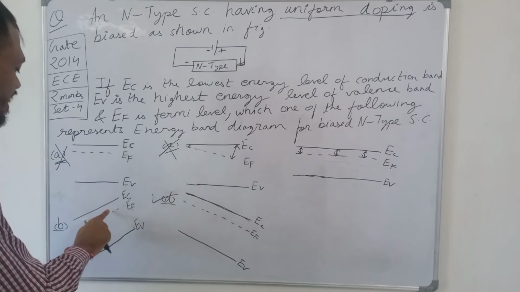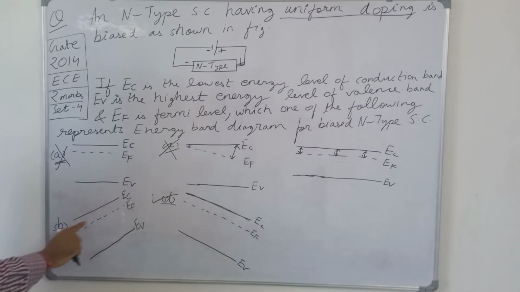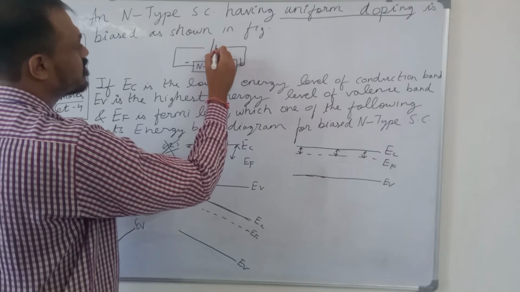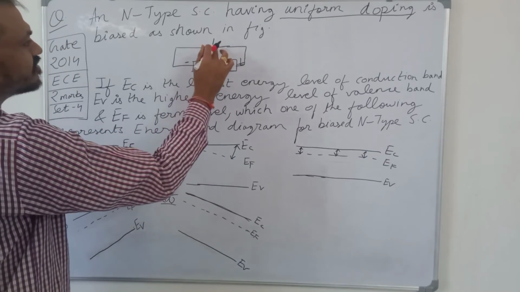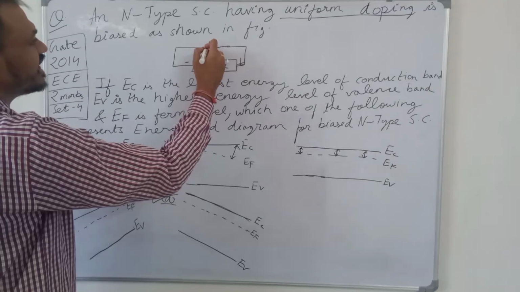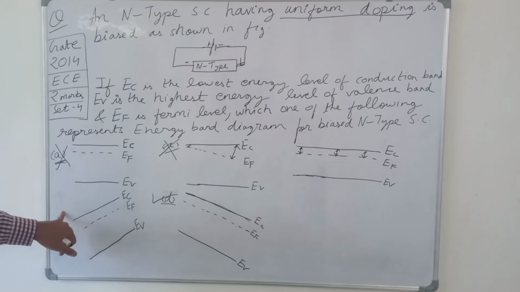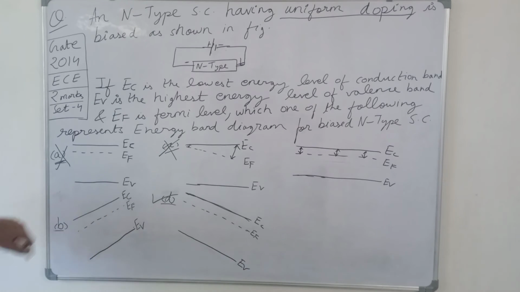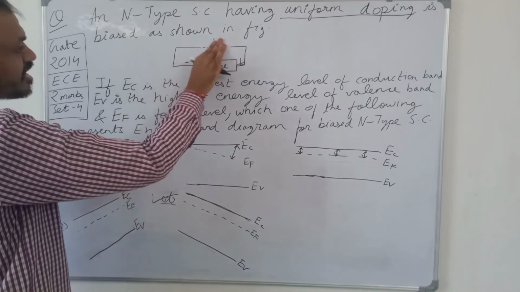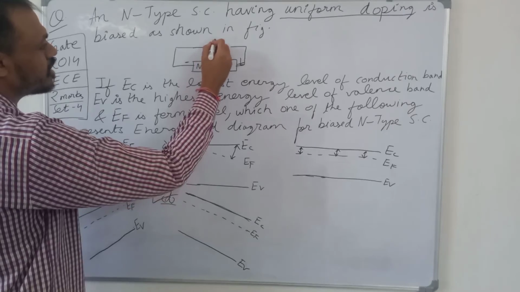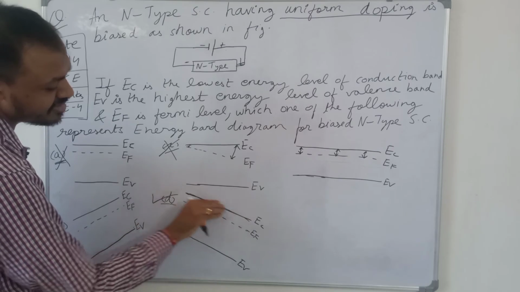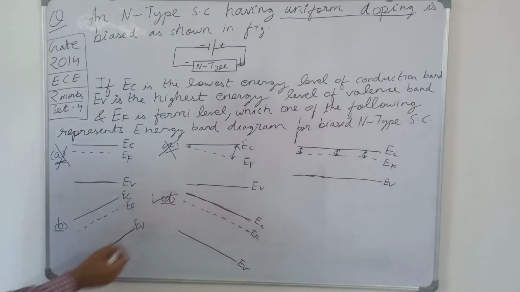So the correct option here is D. B could have been the correct answer if the positive potential was on this side. If the positive potential was on this side, then B would have been the answer, because the energy band diagram would shift and move downward in this direction. But in the question, the positive potential was given like this. So this is the answer, because the energy band diagram will move downward in this direction. So D is the correct option.